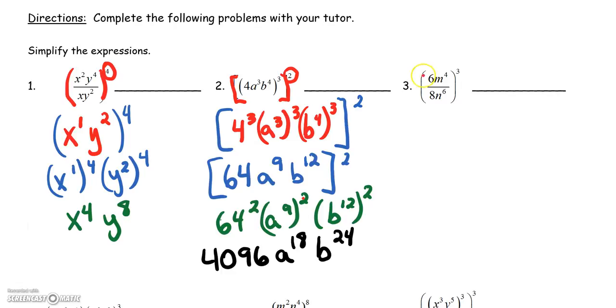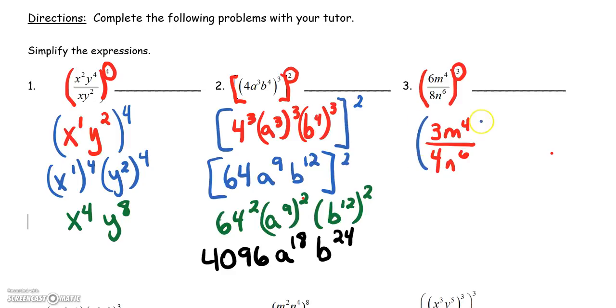Let's take the same approach to number 3. Let's go ahead and simplify what's inside the parentheses first before handling the cubed. So we're going to divide this time. 6 divided by 8, 2 goes into both of those, leaving us with 3 fourths. We have m to the fourth and n to the sixth. There are no matching bases, so those will stay separate.